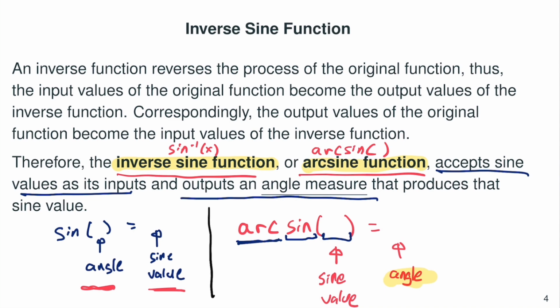So what are we switching? We're switching angle and sine value. For the sine function, the input was the angle, but now for arc sine, the output is the angle. Similarly, for the sine function, the output is the sine value, and for arc sine, the input is the sine value.